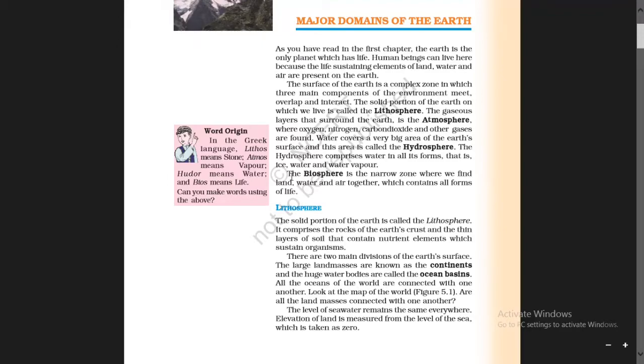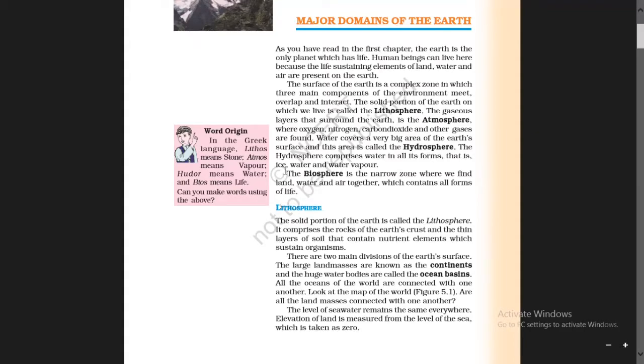Water covers a very big area of the Earth's surface, and this area is called hydrosphere. So the area you see which is covered by water, that is called hydrosphere. The hydrosphere comprises water in all its forms. Hydrosphere consists of water in all its forms, that is ice, water, and water vapor. These are the different forms of water.